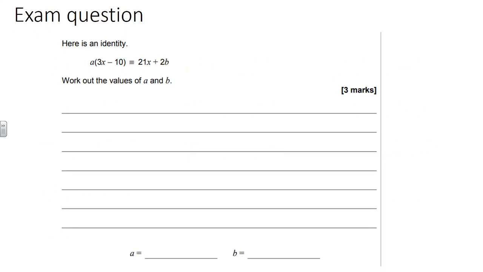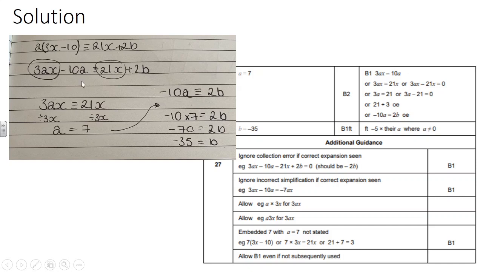Right, just before we finish, I'd like to attempt an exam question. So it's from a GCSE exam, it's worth 3 marks. I'd like you to pause the video and have a go at this question, please, and then press play when you're ready to look at the mark scheme and see how many marks you would have scored on this GCSE question. Okay, let's have a look at the solution. So here's the solution, okay?